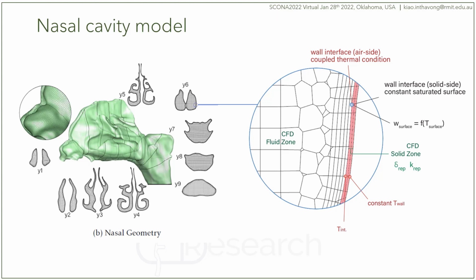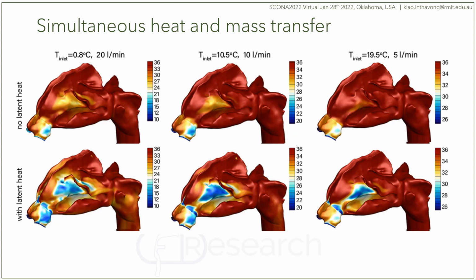The two-zonal layer method is demonstrated here with the solid region coloured in red and the air region coloured in white. We note that the solid region is made up of two prism layers, and that represents the submucosal region. 3 steady-state inhalation conditions were evaluated. The inlet temperature was 0.8 degrees Celsius at 20 litres per minute, 10.5 degrees Celsius at 10 litres per minute, and 19.5 degrees Celsius at 5 litres per minute.